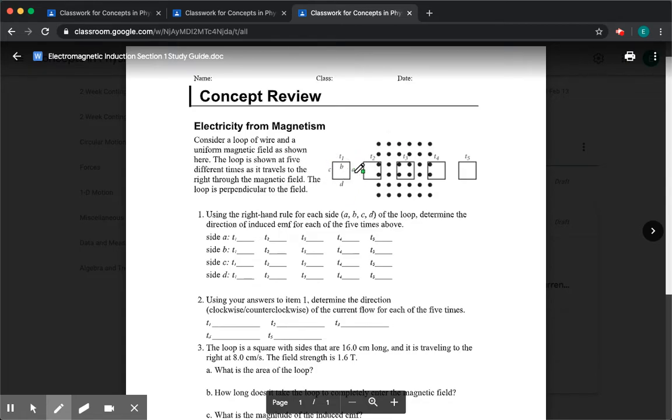So what you have is this square loop. We have a square loop traveling to the right.